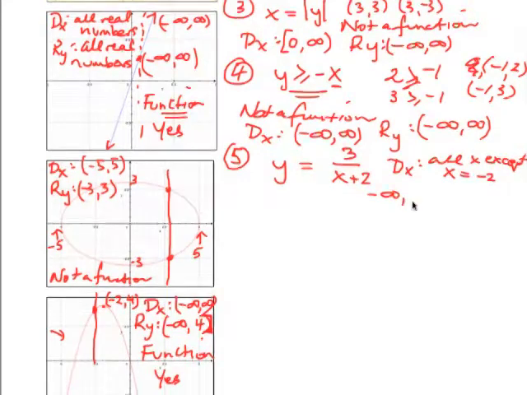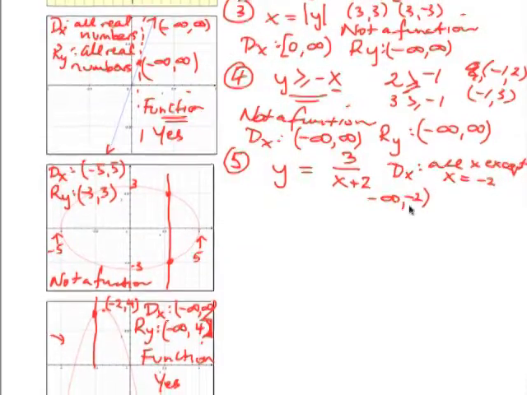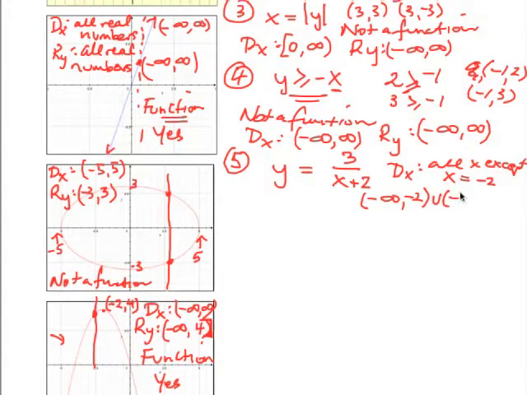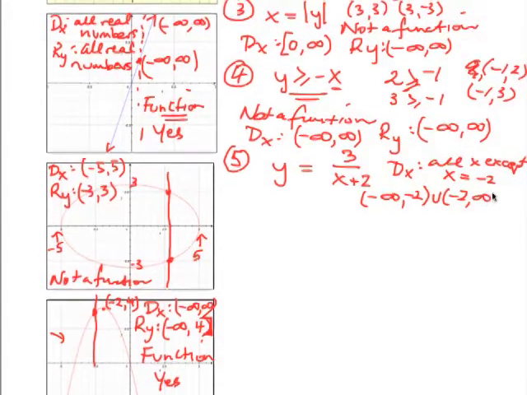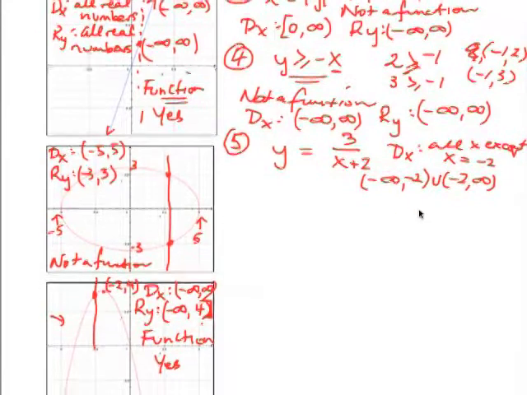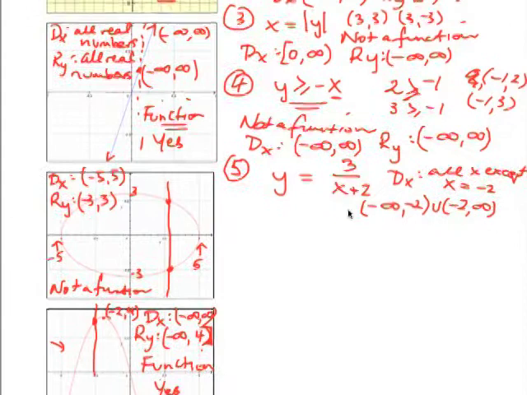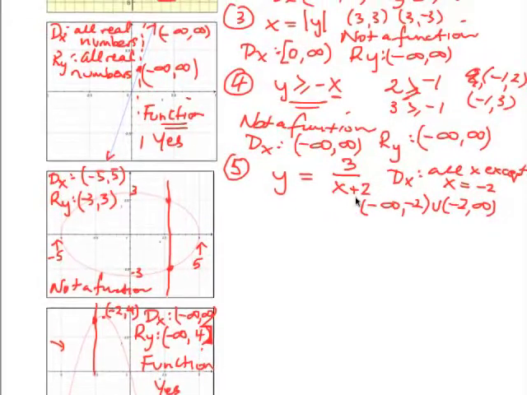Well, negative infinity to negative 2, but I don't want to include negative 2. And we'll join that with negative 2 to infinity. And of course we have the round brackets to say we're omitting negative 2. Now how do we go about working out the range for this?